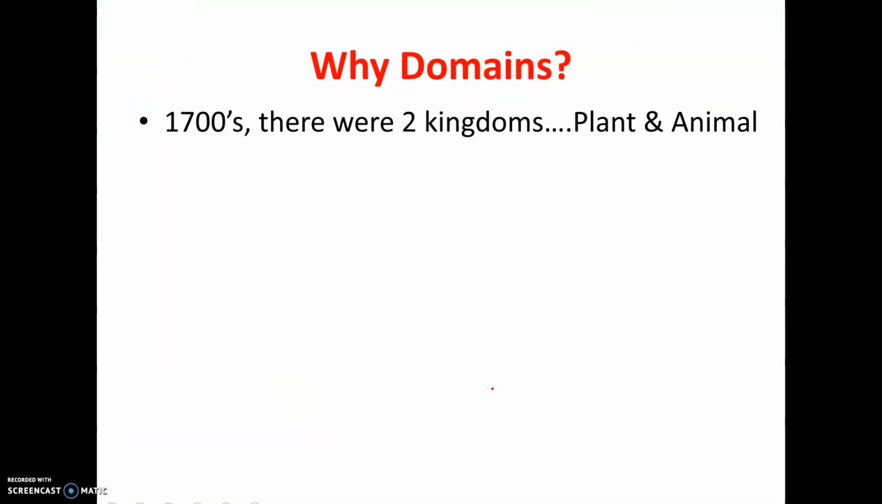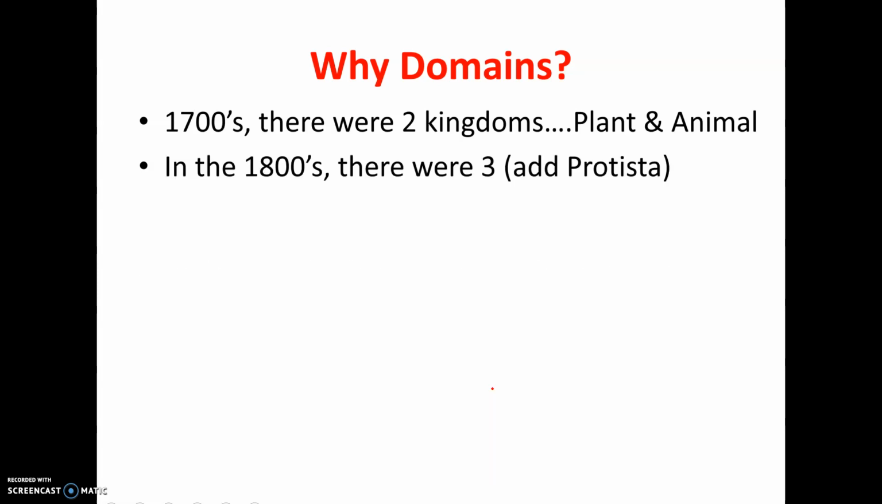Now, why do we have domains? Just a little quick background. Back in the 1700s, there were just 2 kingdoms, plants and animals, which makes sense because they didn't have microscopes, they didn't know about microorganisms. So you could just see it. If it grew from the ground, it was a plant, and if it moved, it was an animal.